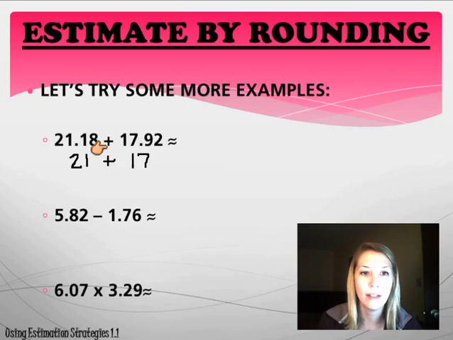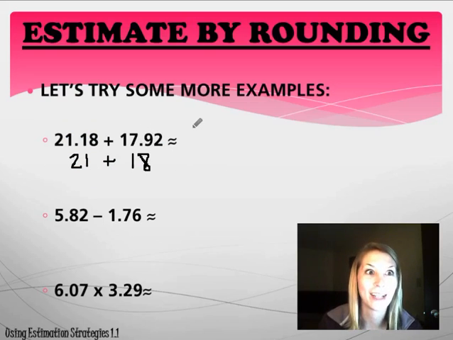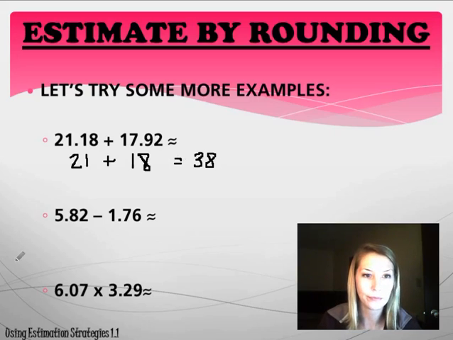So 21 plus 17 is, oh, geez, I'm messing up already. Not a good start. I already said it's closer to 18. I just wrote 17 for some reason. So 21 plus 18 is equal to 39. So it would be approximately 39 when we're rounding.